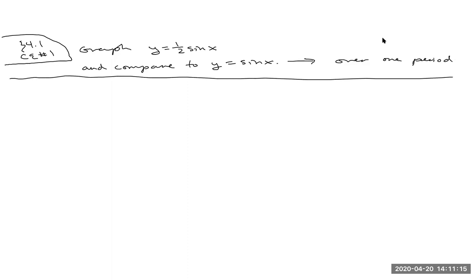I'm going to make our parent function in blue, and I'll make our shifted function in pink or magenta, whatever color that is. Okay, so we have already seen how to graph the sine function, the parent one. So let's go into our process.